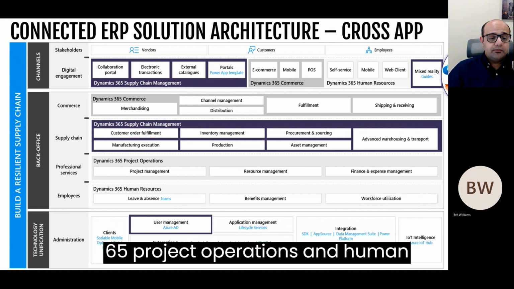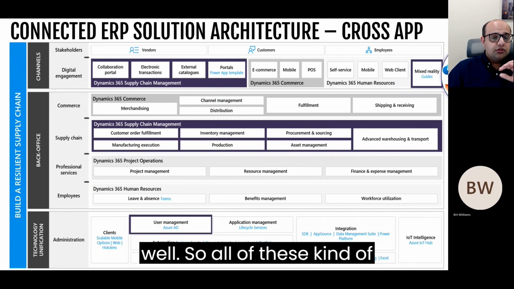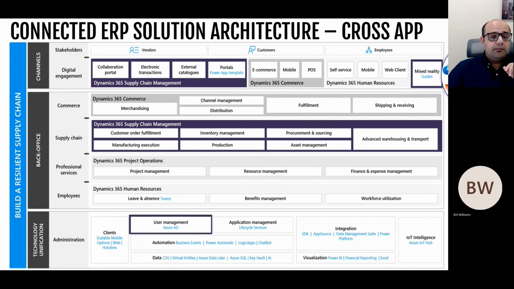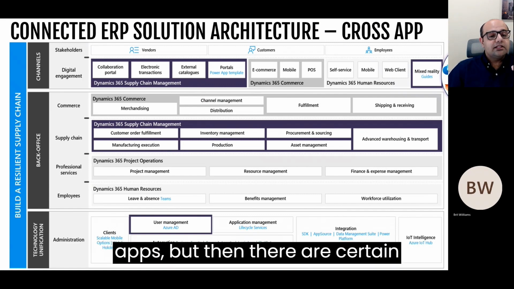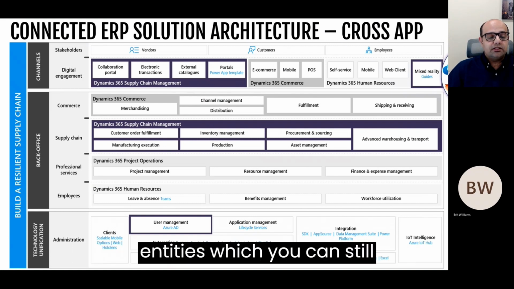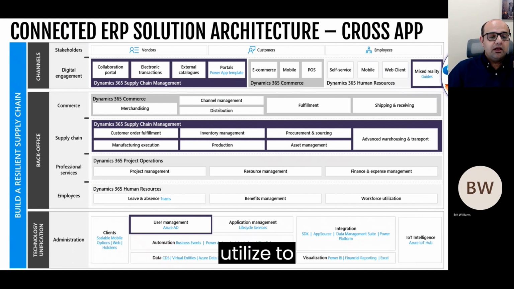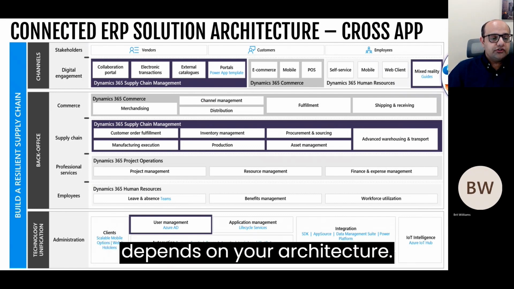You have D365 Project Operations and human resources here on the back office side as well. So all of these are the back office features of these apps. But then there are certain features, or different data entities, which you can still utilize as common data and report off of. So it really depends on your architecture.